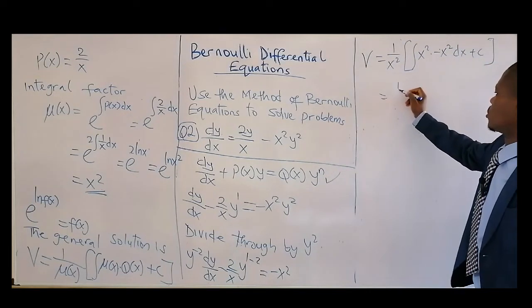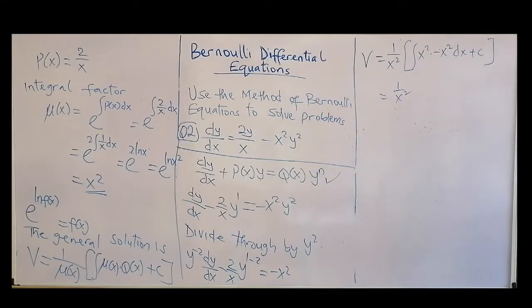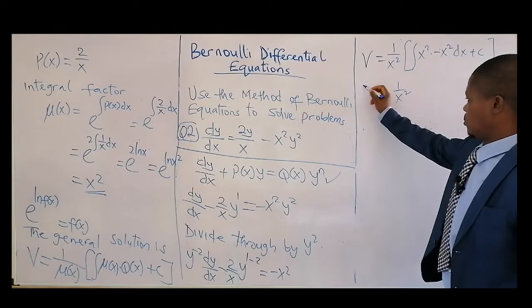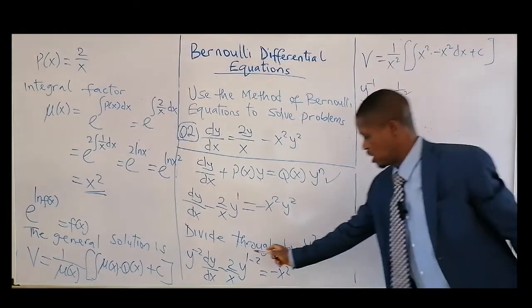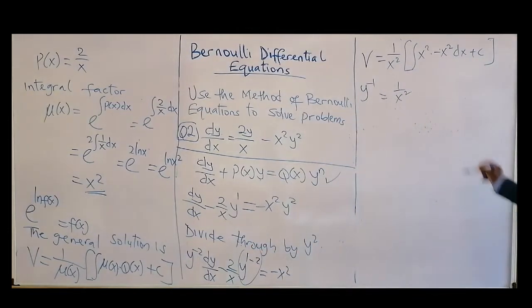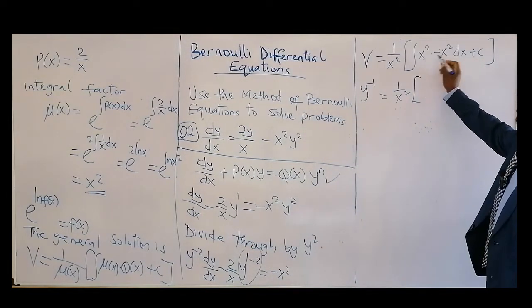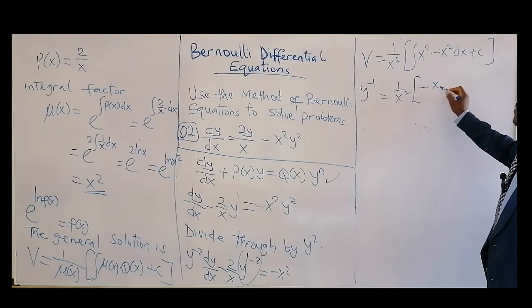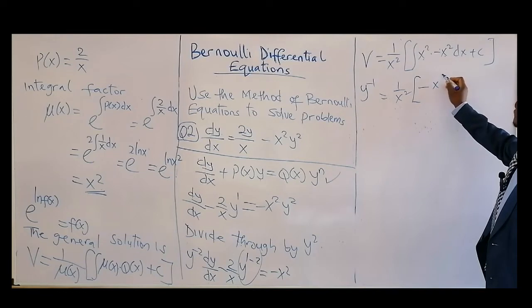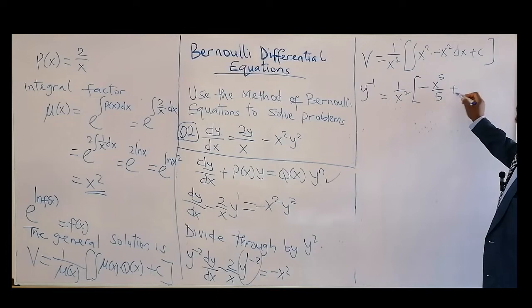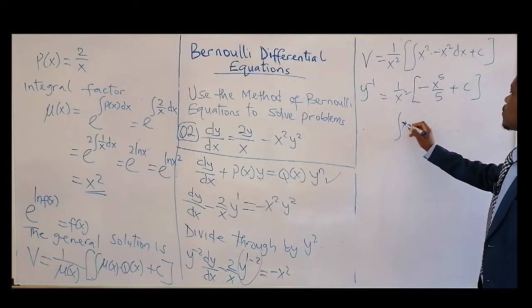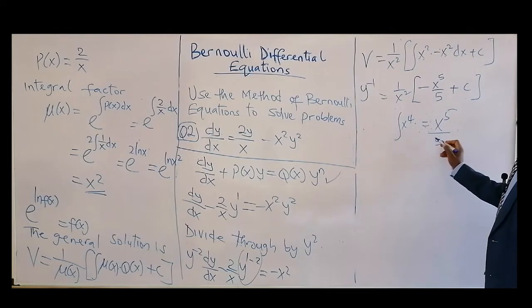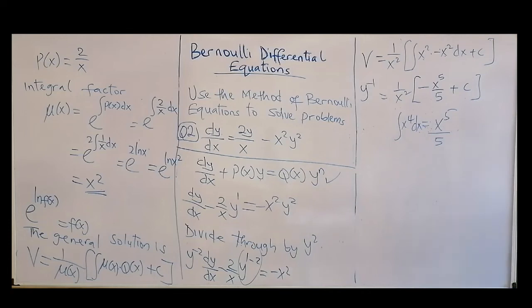That will be equal to 1 over x squared. And don't forget, v is y to the minus 1. That's what we call v. Into brackets, integral of this one times this one, that's x to the 4. That's a minus integral of x to the 4, that's x to the power 5 over 5, plus c. Don't forget, the integral of x to the 4 is the power plus 1, that will be x to the 5 over 5. That's our integration. So that one is done.